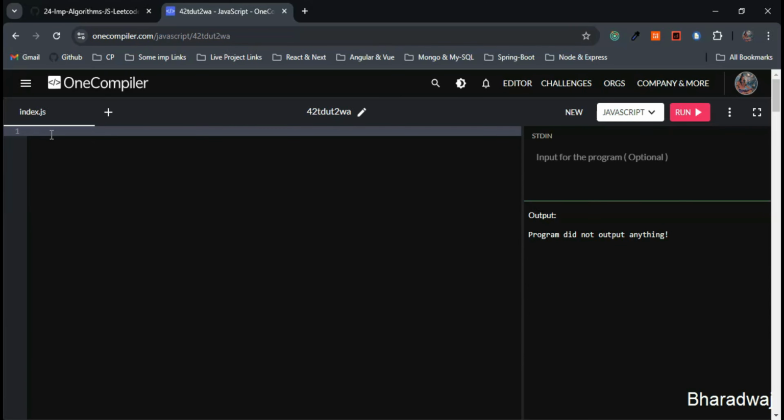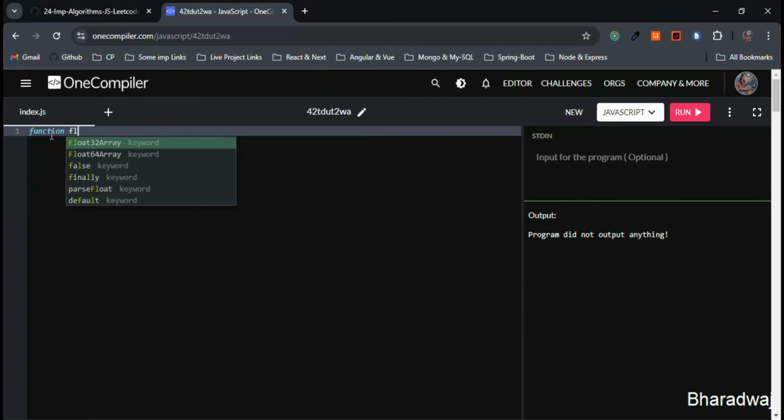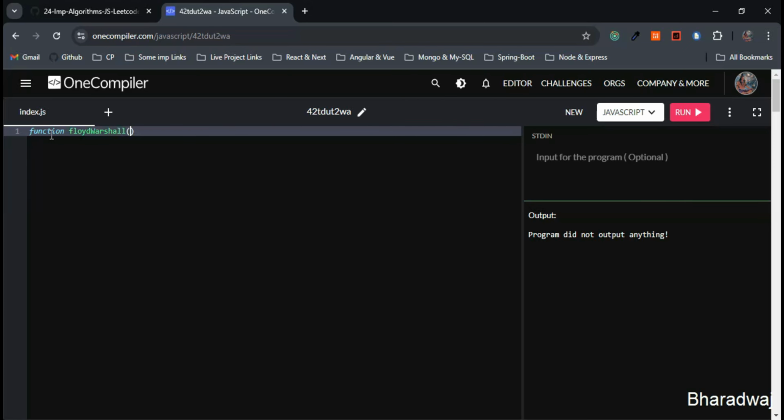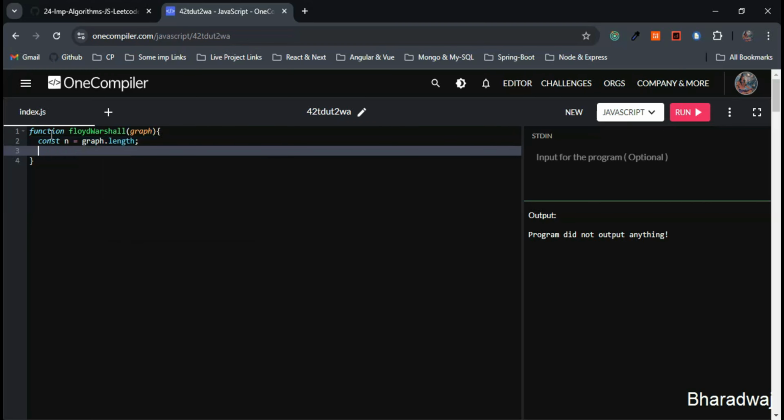Let's write the code and try to understand it with an example, and finally we will discuss the time complexity and the space complexity. So let me write the function floydWarshall, and let me consider the parameter graph. Initially, step 1, as we had discussed, n will represent the number of vertices in the graph. Let's consider n as graph.length.